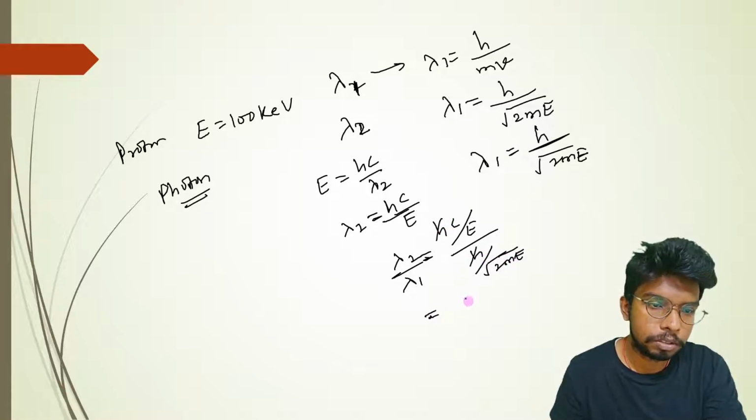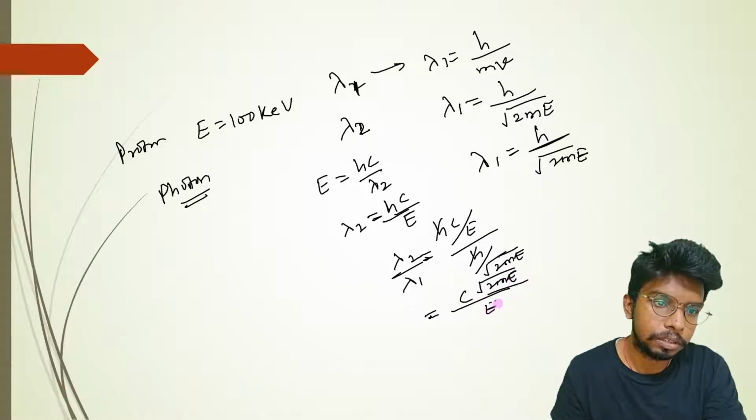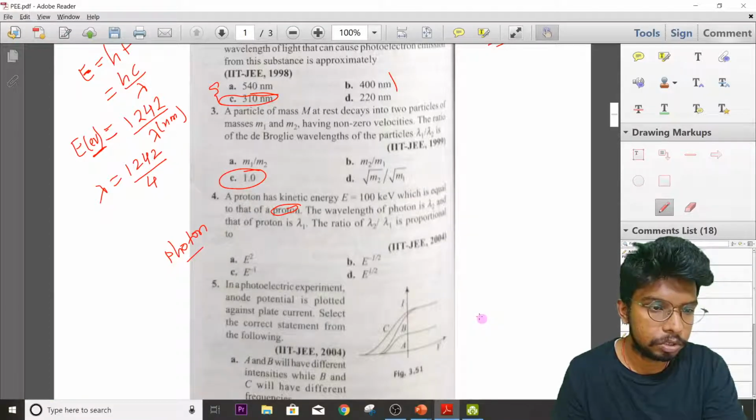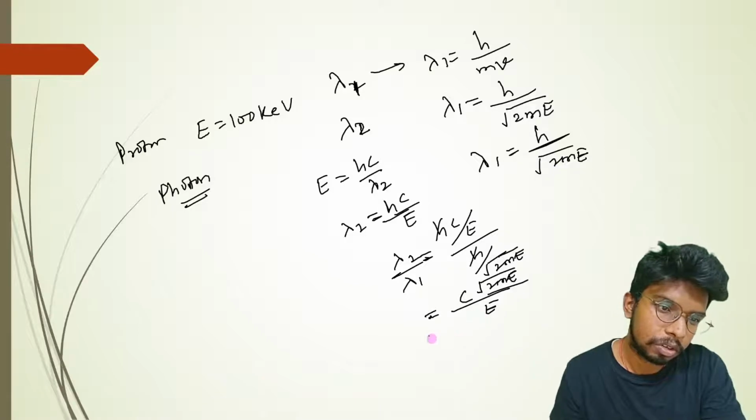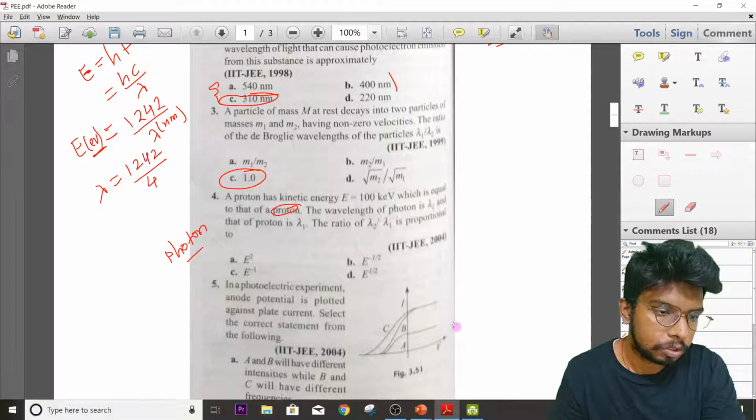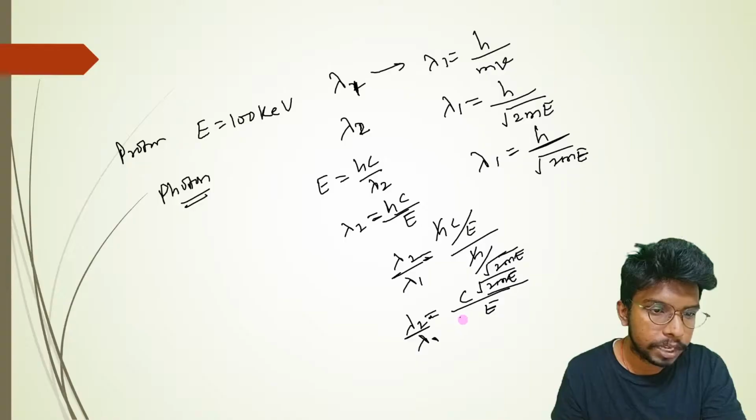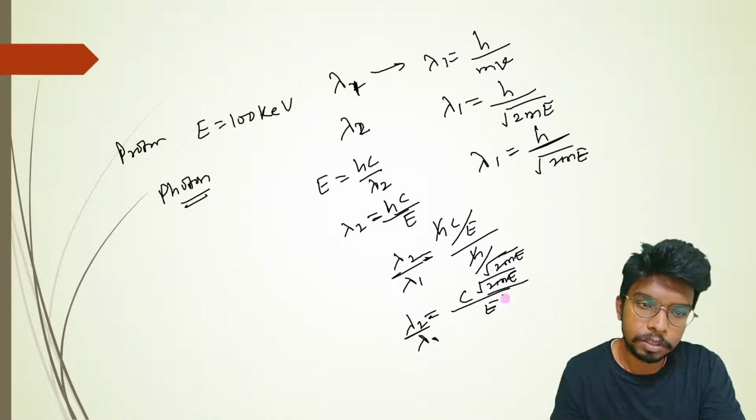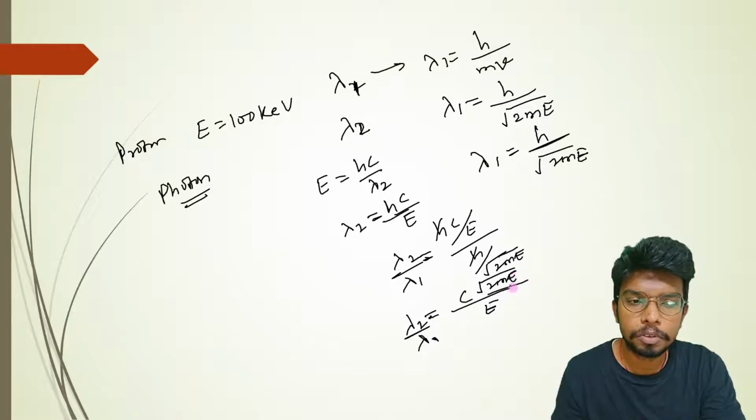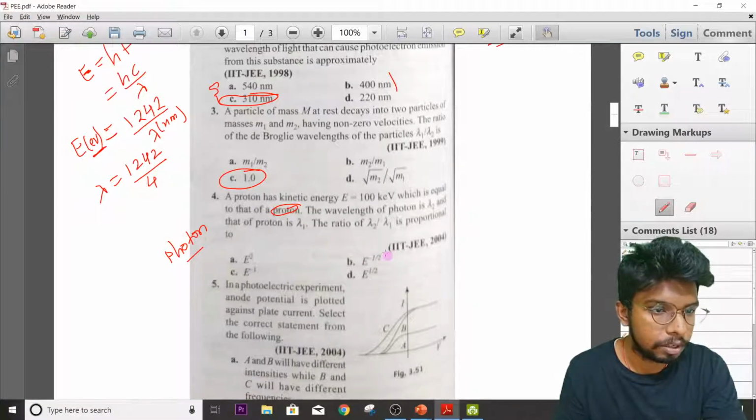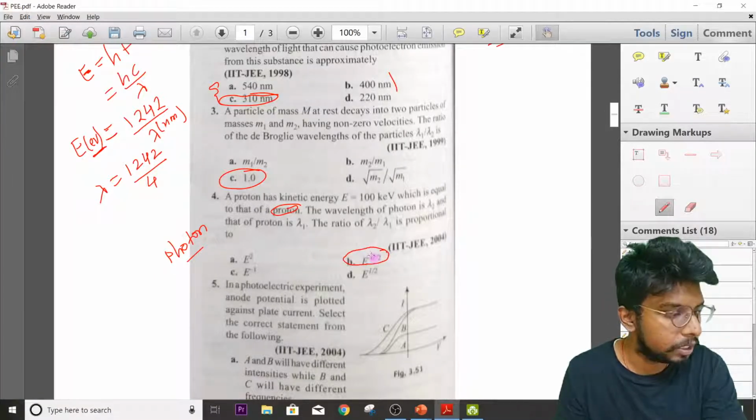C over C under root 2 me over E. This should be the case, so it should come out to be as root E, or lambda 2 by lambda 1 should come out to be e to the power minus half, because this is e to the power half, so it's going to be e to the power minus half. The result should be B.